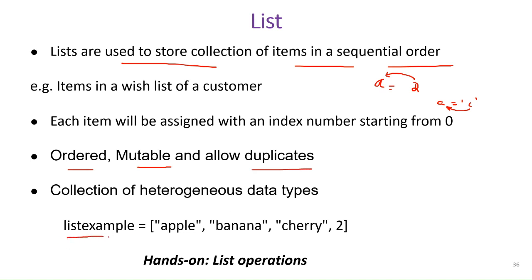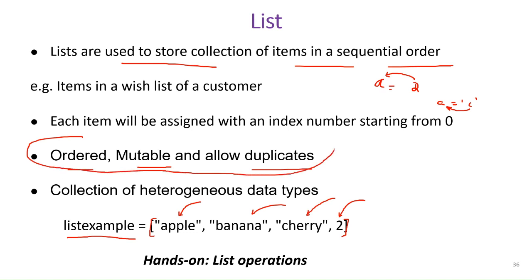So there is an example. List example is equal to, say, the first item is apple, second item is banana, third item is cherry, fourth item, say, an integer number, it is 2. Okay, now if you put everything in a square bracket, this is called a list. If you put something in a square bracket, that will be a list. Okay, now see here this particular point, it is ordered, mutable, and allows duplicates.